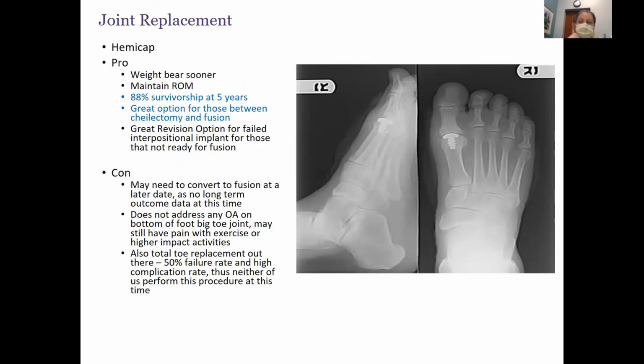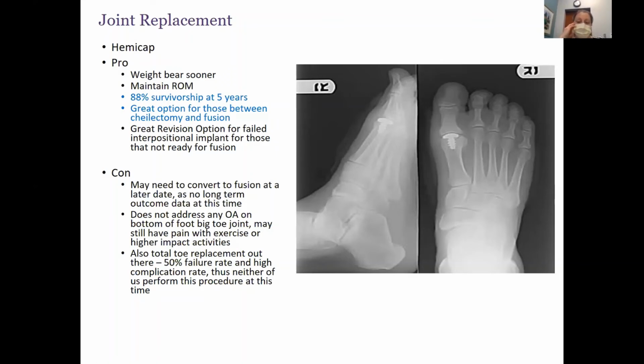And so it's also a great revision option for patients who may have had an interpositional implant already and aren't ready for fusion. Okay. The downside to this is that even though it's going in there and going well, we know it's not going to last forever, and that you may need a fusion at a later date and time. As well, this surgery does not address any arthritis that you may have underneath the bottom of the big toe, and so in terms of the ability to return to high impact activities such as running, you may still have some discomfort with that.